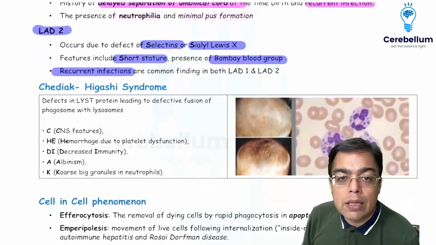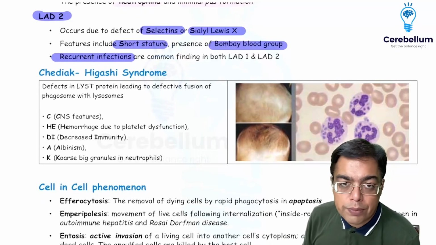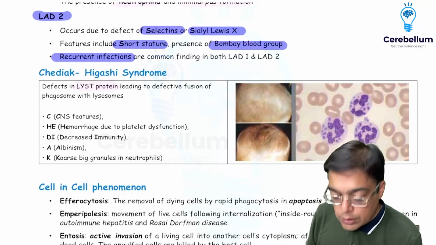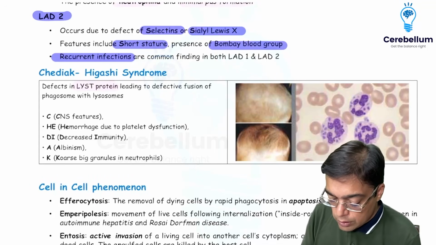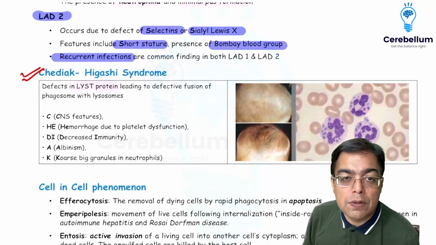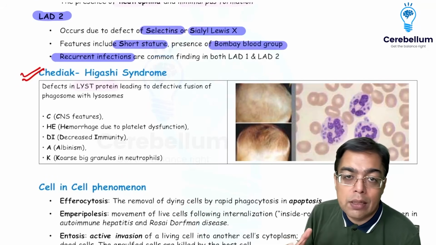When we are talking about the killing of the bacteria, at times we require the fusion of the phagosome with the lysosome. This is dependent on an enzyme, if you remember from the main videos, LYST protein. Now suppose there is a defect in the LYST protein, the patients are then said to be suffering from a condition which is given the name of Chediak-Higashi Syndrome. The name itself is what would give you a very good hint with regards to the clinical manifestations.